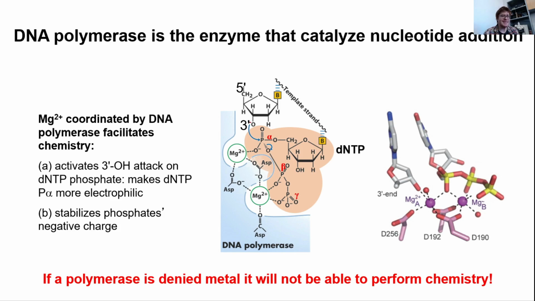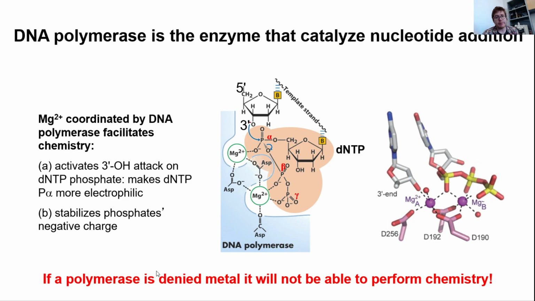dNTP nucleotides carry a lot of negative charge, right? So they've got 3 phosphates on there. There's a lot of negative charge. These magnesium ions can help stabilize that negative charge that is present on these molecules.